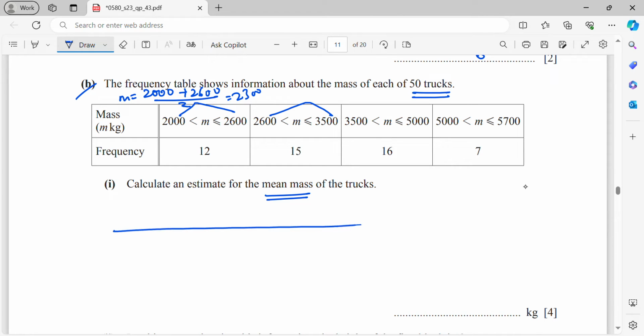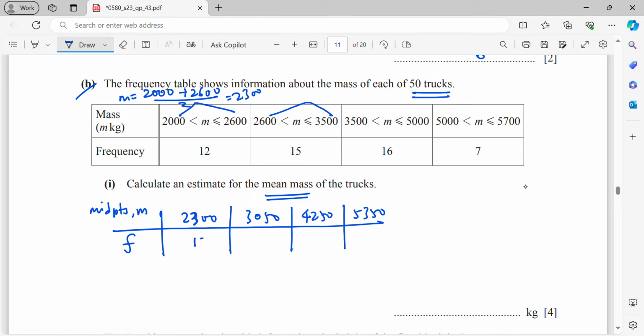Now I will just redraw my table. F to represent the frequency, M is midpoints. So probably I will just write down here midpoints M, frequency is F. So with the same calculation, the first one is 2300, and then the second one, when you add together and get the average, it will be 3050. The third midpoint is 4250, and the last midpoint is 5350. So now write down all the frequencies.